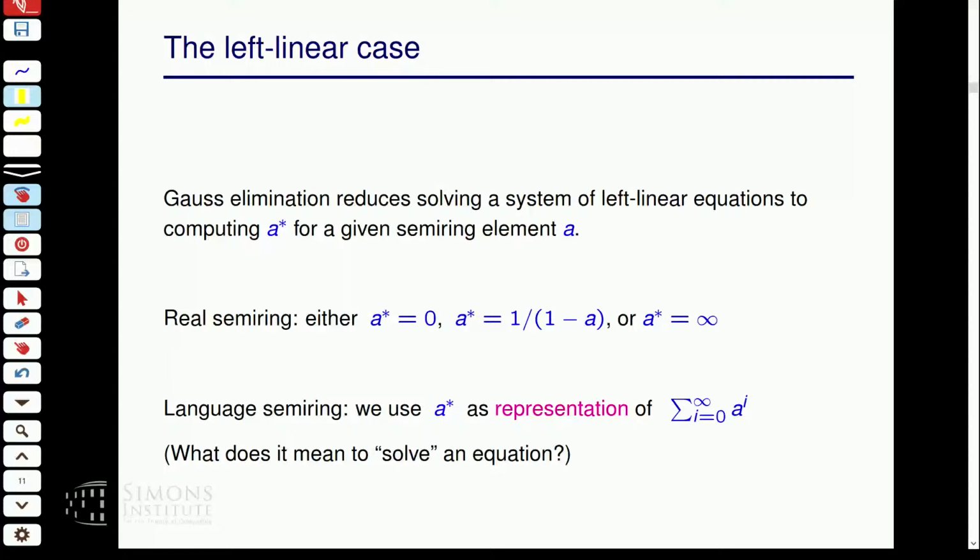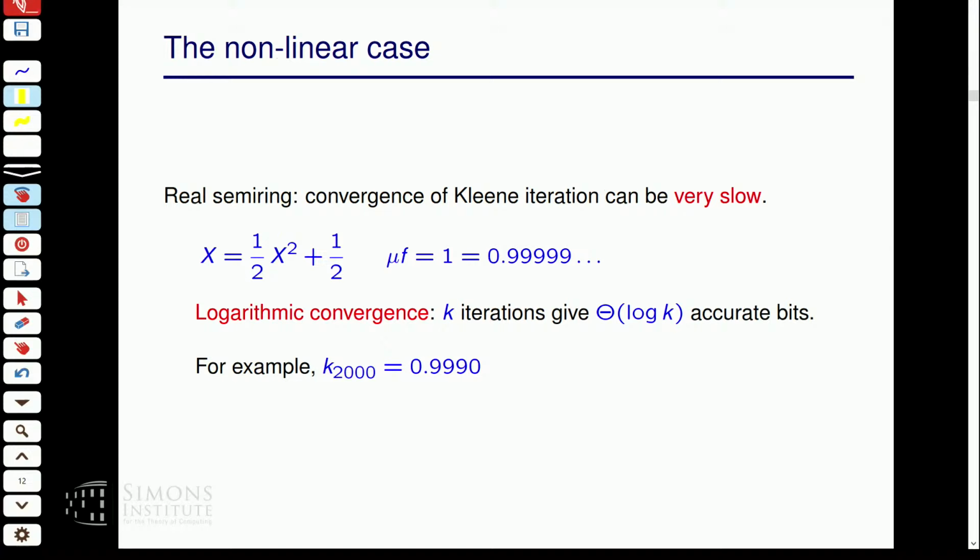Once that is in place, we were interested in the nonlinear case. And in the nonlinear case, the first thing you observe is that linear iteration is a miserable technique, because it gives you logarithmic convergence only in the worst case. So the number of accurate bits grows like the logarithm of the number of iterations. And it happens even for this trivial equation. You can see that the least fixed point is one. But if you apply 2,000 iterations of linear iteration, you will only have three accurate digits.